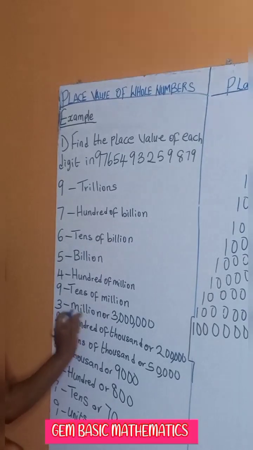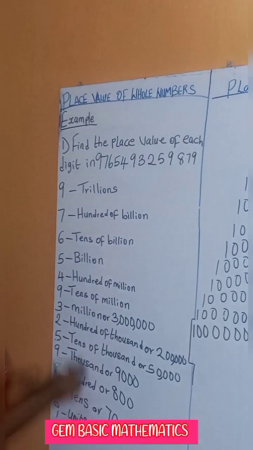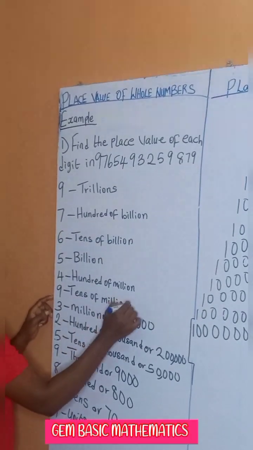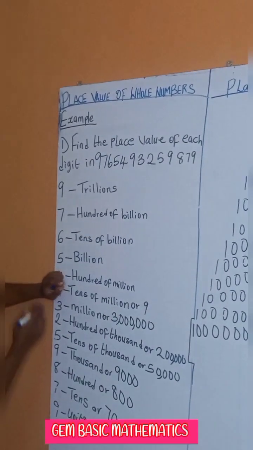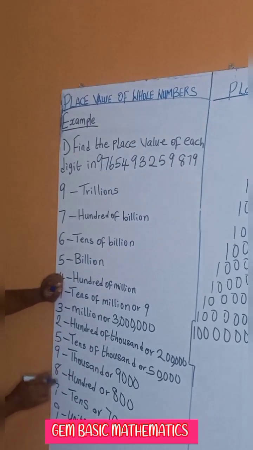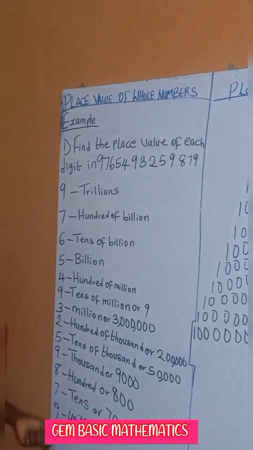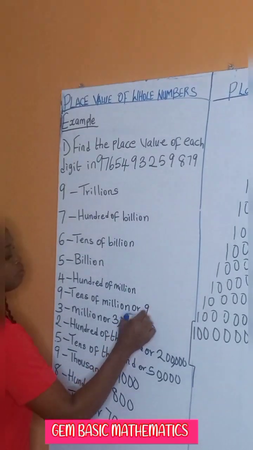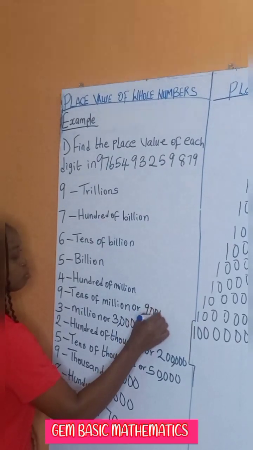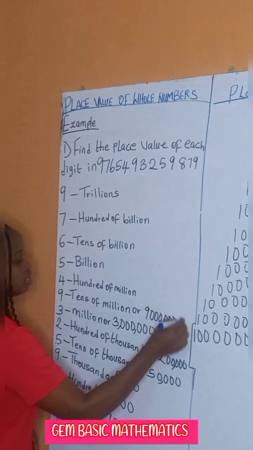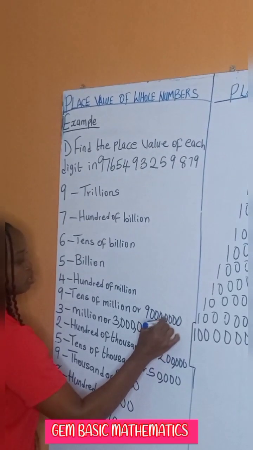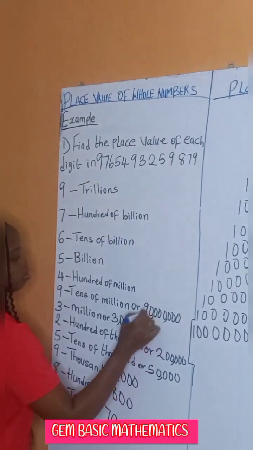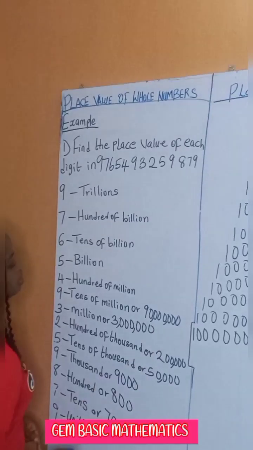Either write it in words or in figure. Now look at this: 9. What will you do? Cover the 9. Count the remaining numbers: 1, 2, 3, 4, 5, 6, 7. We assume that those numbers are 0, so we have 7 zeros here. So let's count: 1, 2, 3, comma, 1, 2, 3, comma. This is 90 million.